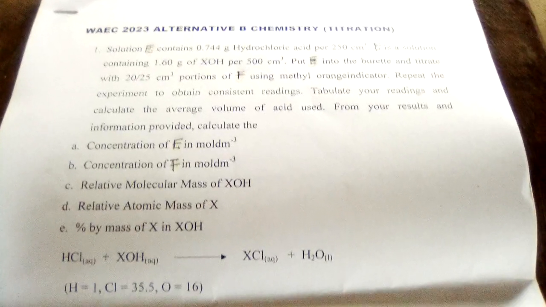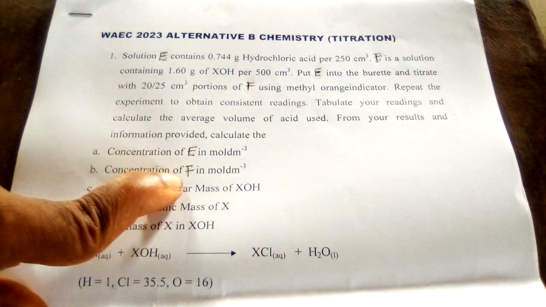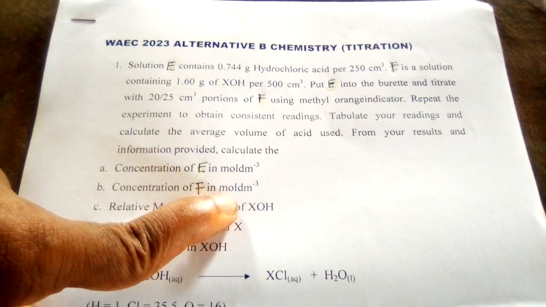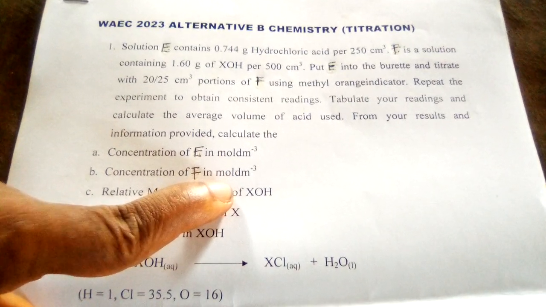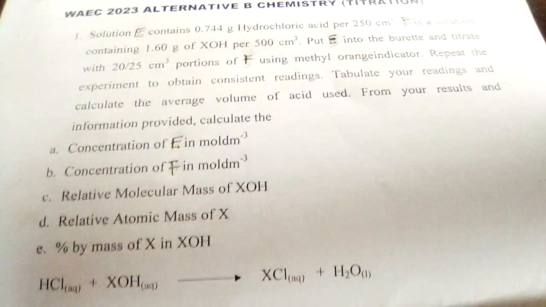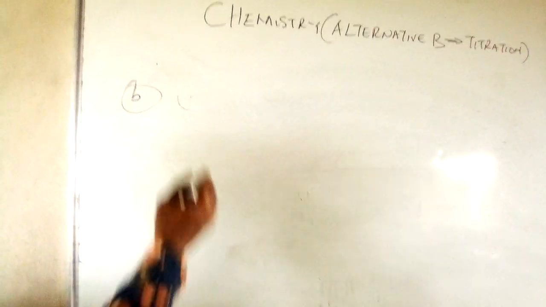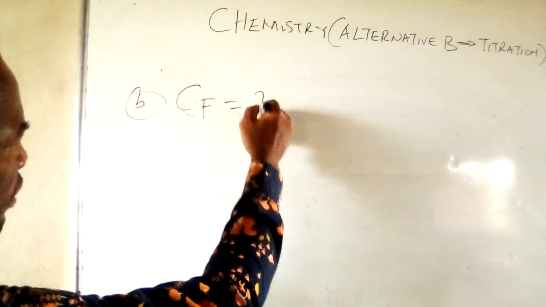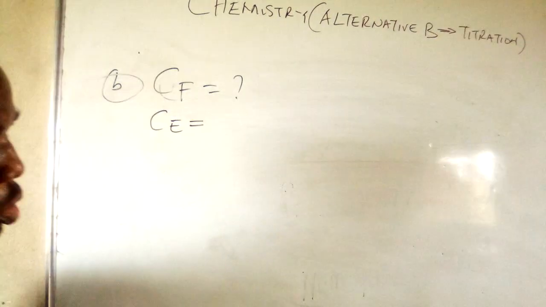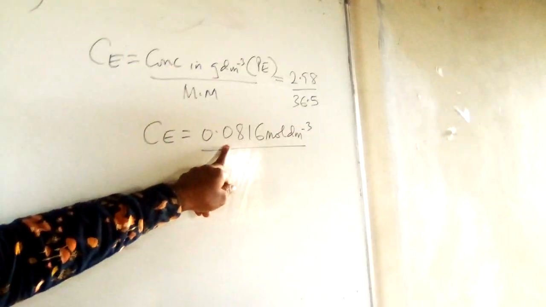So the next question says we should find the concentration of F. F is the base, in mole per dm³. Going to the board, we're looking for CF, the concentration for the base. But already we know our CE from the previous calculation. You see on the board, CE is 0.0816.